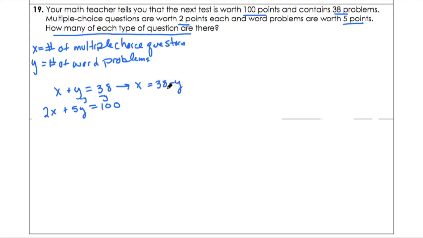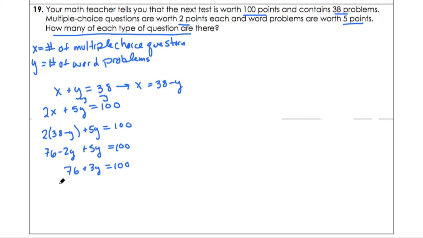Okay, so if we've got X equals 38 minus Y, we can plug that in for X in our other equation. So 2 times (38 minus Y) plus 5Y equals 100. Okay, so that would be 76 minus 2Y plus 5Y equals 100. So we can combine like terms. We have 76 plus 3Y equals 100. We'll subtract 76 from both sides. We get 3Y is equal to 24. And we'll divide both sides by 3. And we get Y is equal to 8.